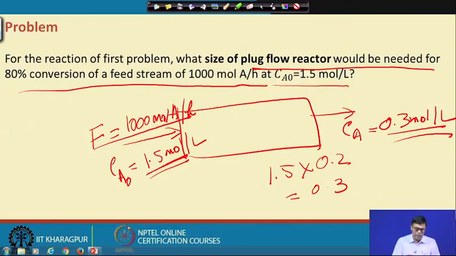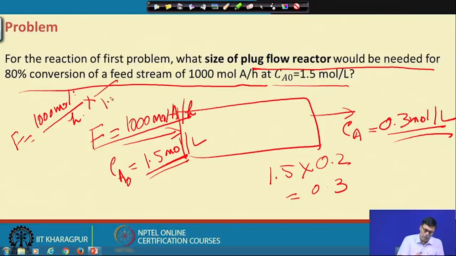Now here, again one thing I want to point out, that F is given in moles per hour, am I right? So if you want to convert it to per volume, what you can do? You can divide by CA0, 1.5 mole per liter. So mole will cancel, and you can find liter per hour. You can easily find out the volumetric flow rate. You can calculate like this.